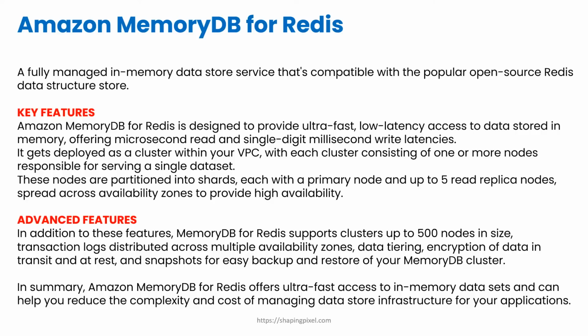In addition to these features, MemoryDB for Redis supports clusters up to 500 nodes in size, transaction logs distributed across multiple availability zones, data tiering, encryption of data in transit and at rest, and snapshots for easy backup and restore of your MemoryDB cluster. In summary, Amazon MemoryDB for Redis offers ultra-fast access to in-memory data sets and can help you reduce the complexity and cost of managing data store infrastructure for your application.